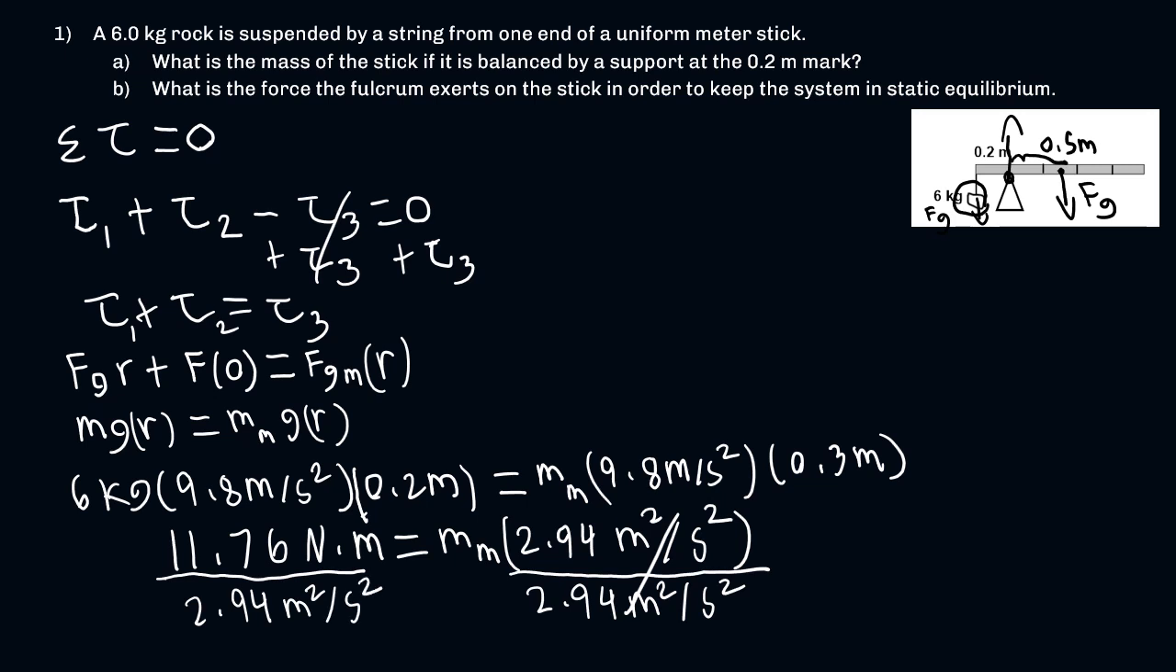And when I plug this into the calculator, 11.76 newtons times meters over 2.94 meters squared per second squared, and I should end up with a mass of the meter stick as 4 kilograms. That is going to be my final answer. So let's move in now to part B, which is finding the force the fulcrum exerts up on the meter stick.